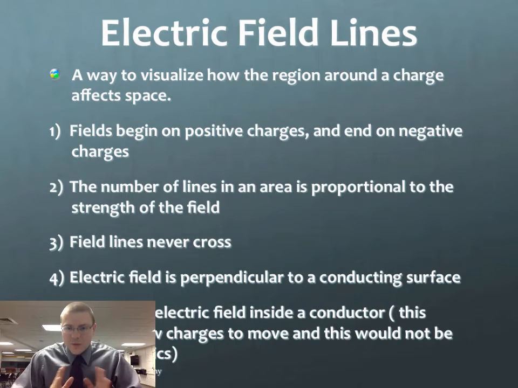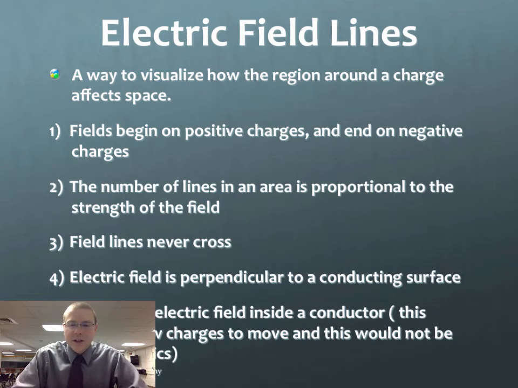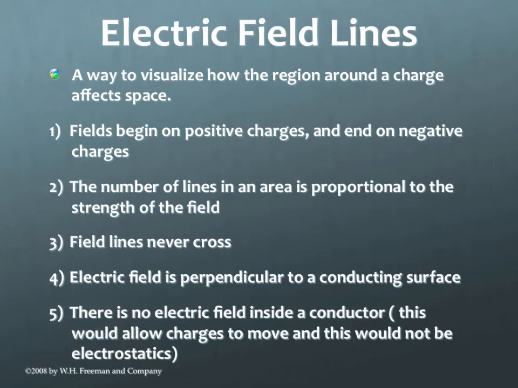Egon, take the right. We want to make sure that we draw them radially outwards if it's a positive charge or a negative charge like we did in class, but you don't want field lines to cross. Number four, electric fields are perpendicular to the conducting surface, so whatever the surface is, the field line will come out at a 90-degree angle from that object. And number five says there is no electric field inside a conductor. This would allow the charges to move around and we wouldn't be dealing with electrostatics.